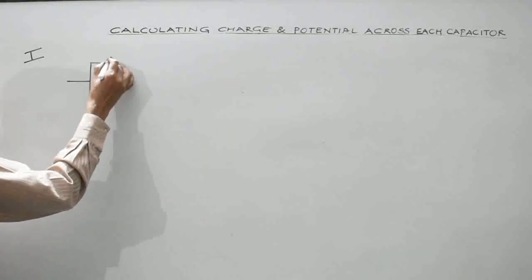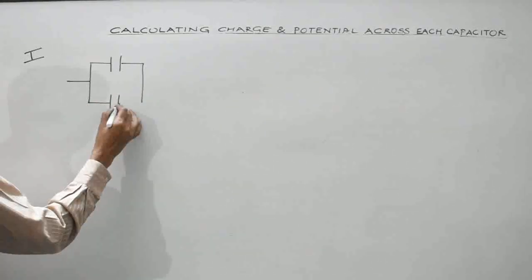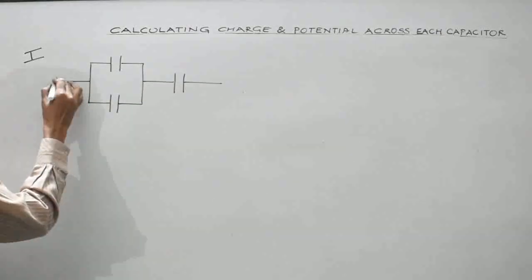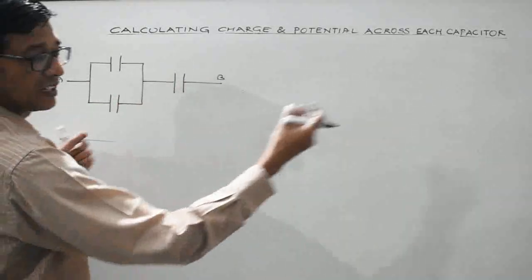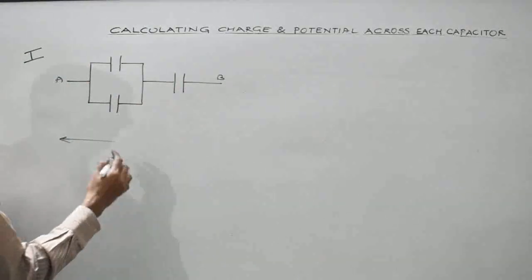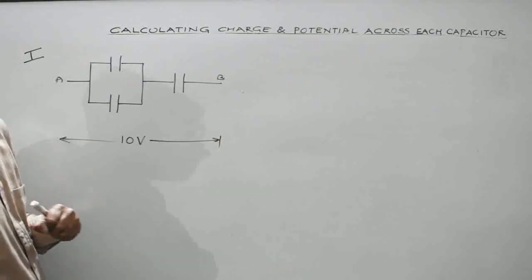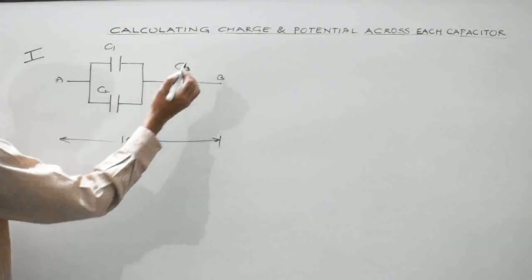Let us consider these are the 3 capacitors or condensers connected in mixed grouping like this. This point A, this point B. Let us consider these 2 points will be connected to a source which is giving a potential difference of 10 volt, right? And these are the capacitors C1, C2, C3.